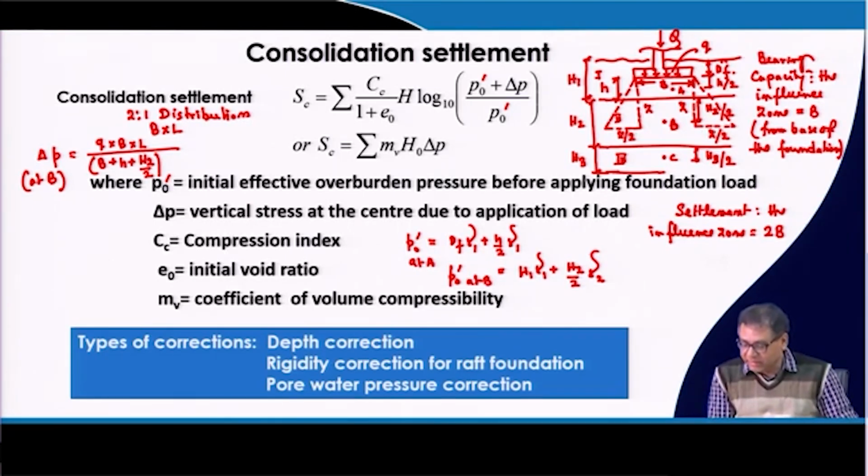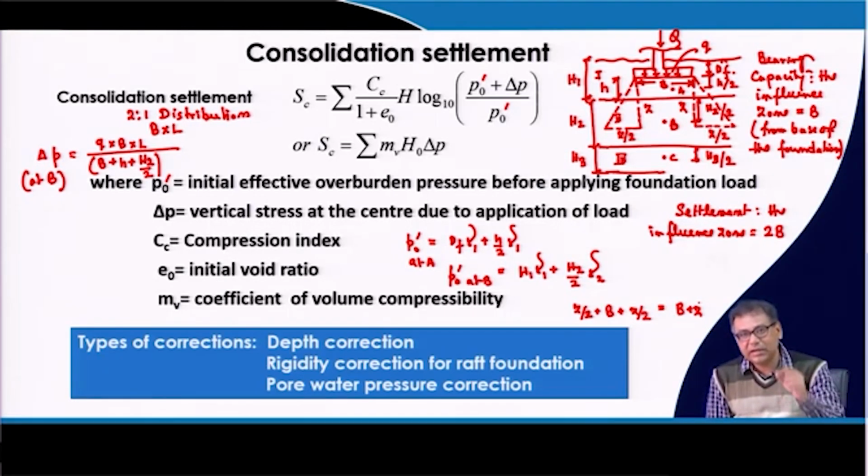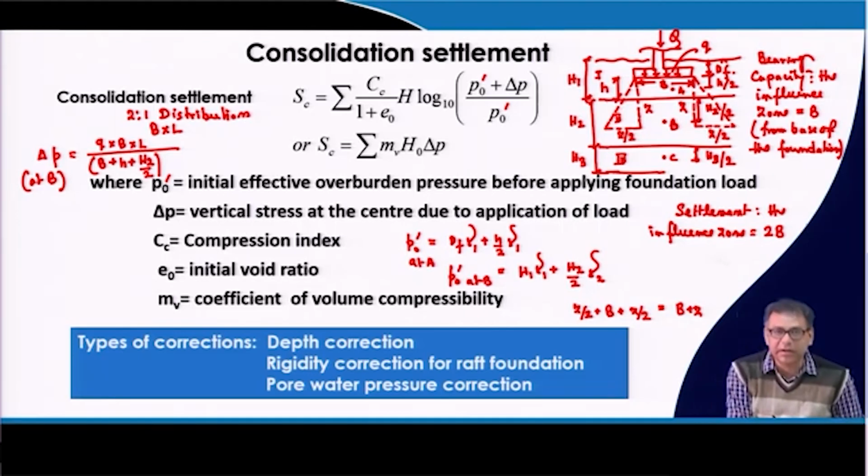So, your total area will increase to what? z by 2 plus b plus z by 2. So, this will be simply b plus z. That means b plus the distance from the base of the foundation to that point, and that distance is z, but in this particular case it is small h plus capital H2 by 2. So, that is what I have written, small h plus capital H2 by 2.